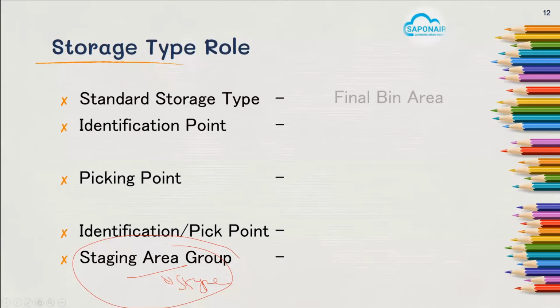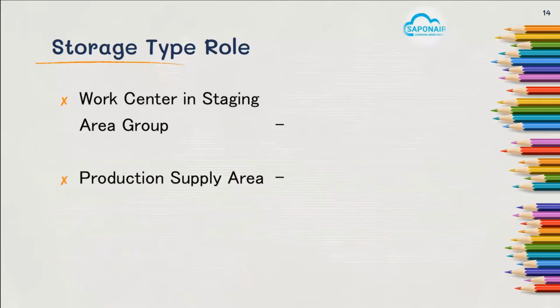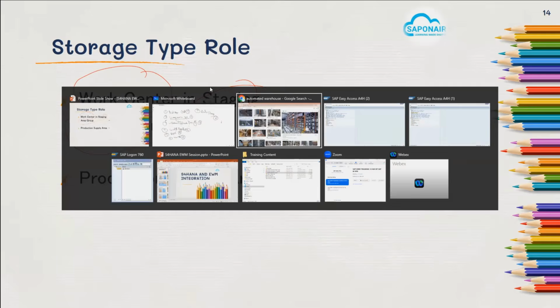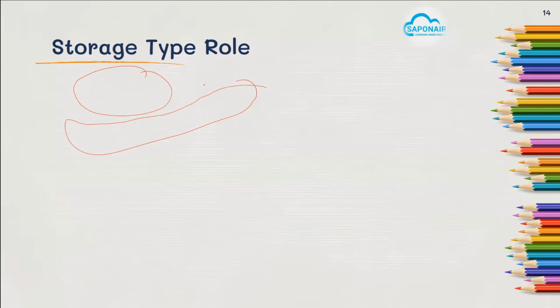Now we understand this. Yeah, we also have something here. We missed this part: work center in staging area group. Typically, it is a combination of two storage type roles. One is work center and another is a staging area. Right? Yes or no? Yeah. Why? Let me go back.